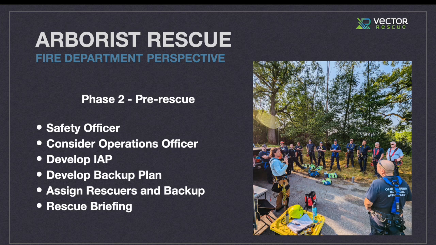So once we get into pre-rescue now, we need to establish some type of incident command structure, which is similar to all the other incidents we respond to. So we need a safety officer. I would consider an operations officer if you don't have an incident commander with any experience in this type of rescue. You need to develop an incident action plan. It doesn't necessarily need to be written down. It can be verbalized. Most incident commanders, if they have an aide, will probably write it down right then anyway. The incident commander will have to document it later down the road, but it doesn't have to be on paper right before you start rescue.